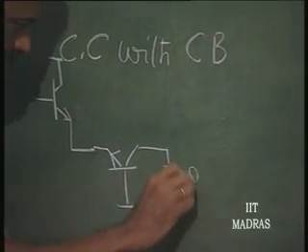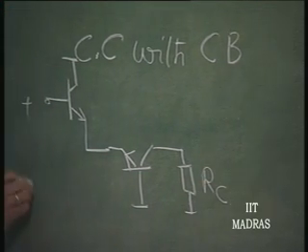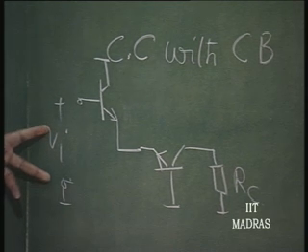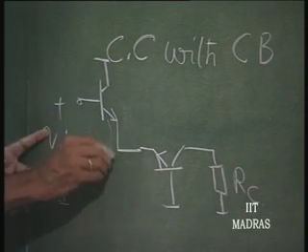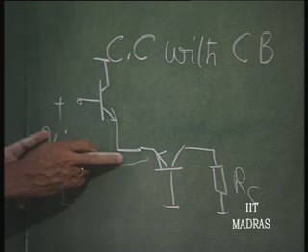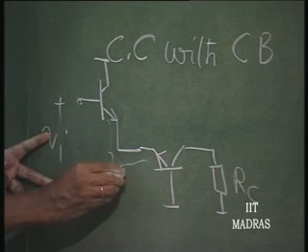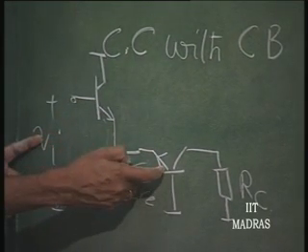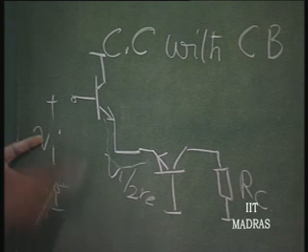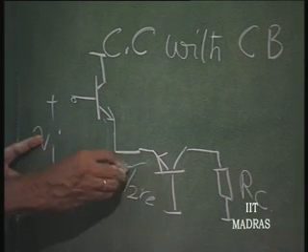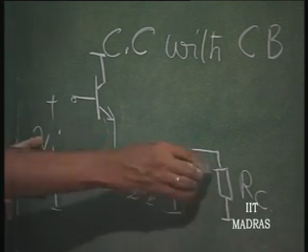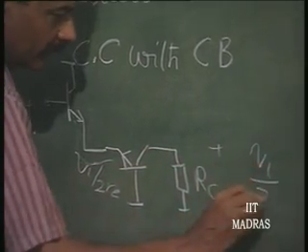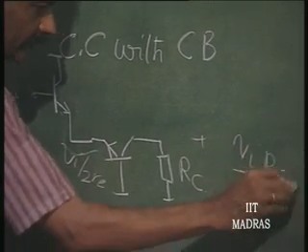Let us see what happens. If Vi is applied here at low frequencies, this Vi is now going to be applied across Re here and Re here, twice Re. So, the signal current here is Vi by twice Re. This Re in series with that common base Re. So, the current in this is going to be Vi by twice Re, and therefore, the voltage across this is going to be Vi by twice Re into Rc.